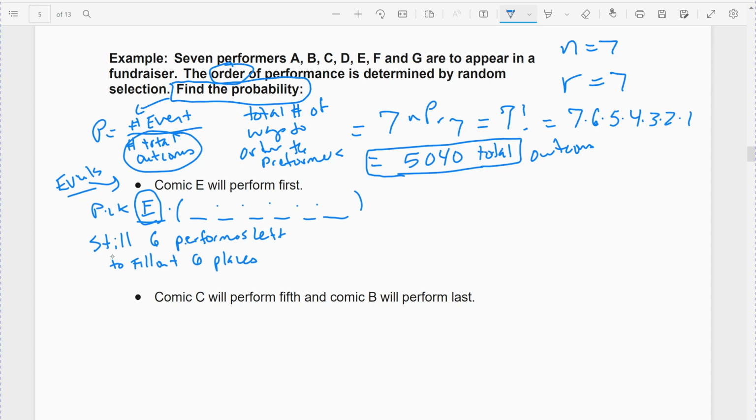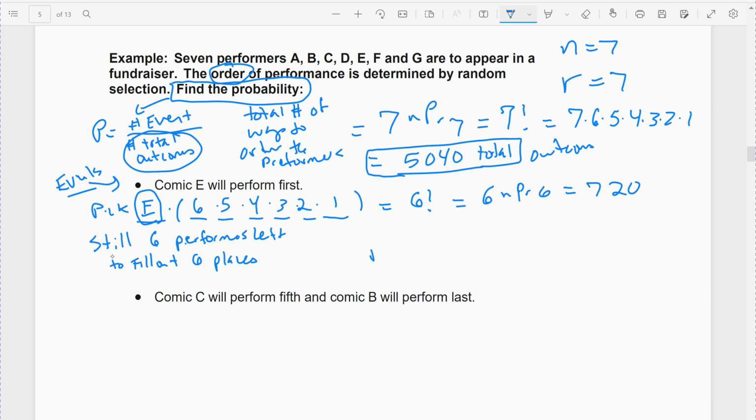And so what this comes out to be is I've got 6 people left to fill out the remaining spots. So this would be 6, 5, 4, 3, 2, 1. So this would be 6 factorial, or if you prefer, you had 6 people left to fill out the 6 remaining positions. You could use the permutations formula too, 6 choose 6, which comes out to be 720 ways.